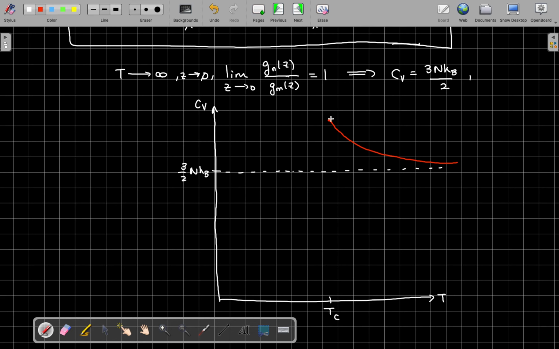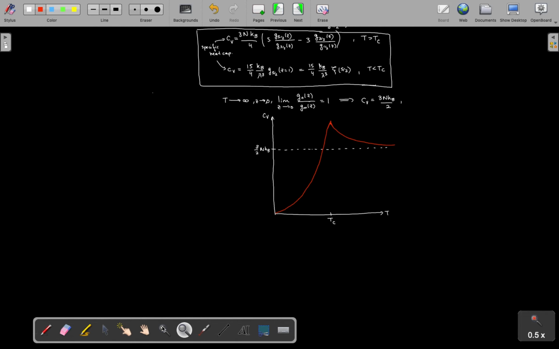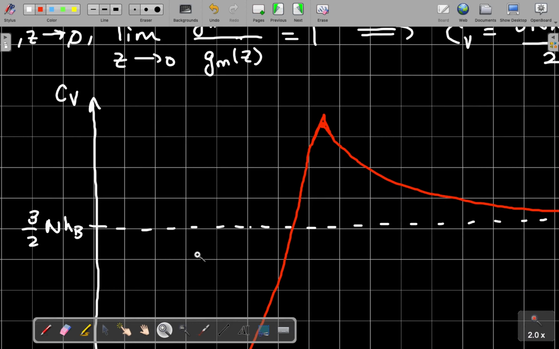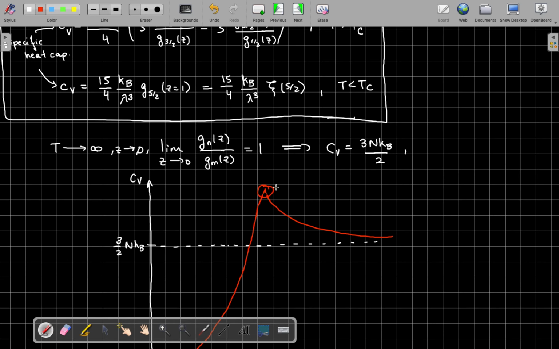Below the critical temperature, it's actually going to have, if you plot it, a behavior that looks like this. And here, we're going to have a kink. So its derivative is not going to be continuous anymore. And that's a very important fact. So this right here, kink. Now this is actually a sign of something called a second order phase transition.